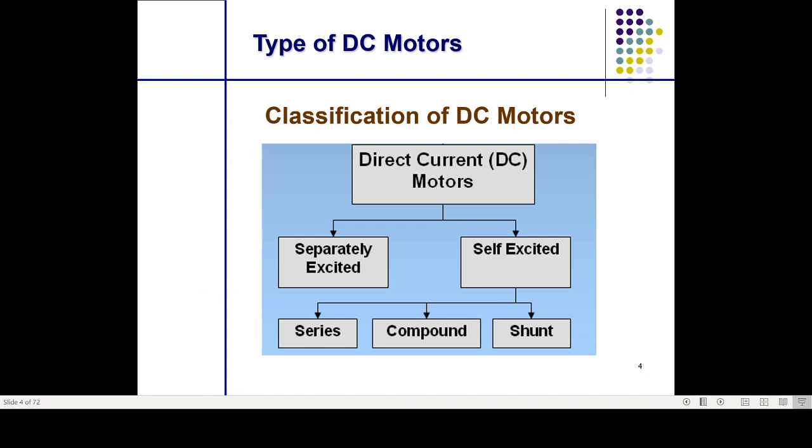Okay, DC motors are categorized in a number of types based on the input supply, construction, and principle of operation. Mainly, there are two types of DC motor. The first one is separately excited DC motor and the second is self-excited DC motor. And then the self-excited motors are further classified as shunt DC motor, compound DC motor, and series DC motor.